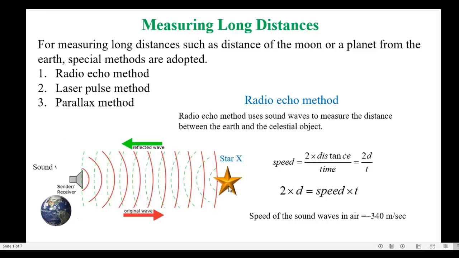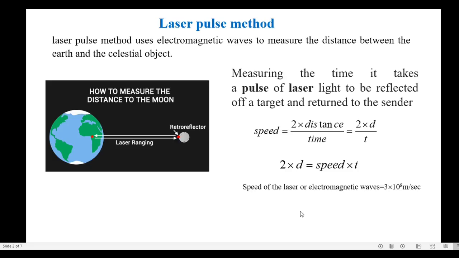Next, we move on to laser pulse method. Laser pulse method uses electromagnetic waves to measure the distance between the Earth and the star. The same procedure is used here. The only difference is laser light has been used instead of sound waves.